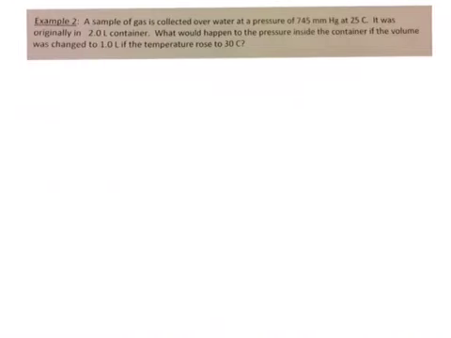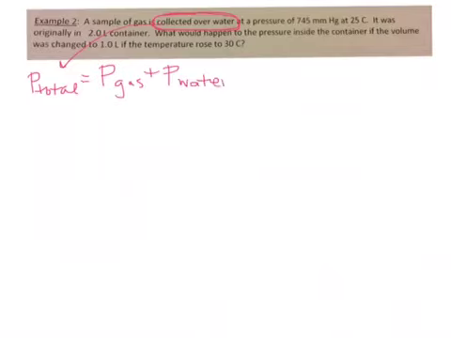It says a sample of gas is collected over water. Your brain has to just catch that. So when you see collected over water, you say ding, ding, ding. I've got P total is equal to P gas plus P water. Ha, she said P water. So that's how I abbreviate all of that.